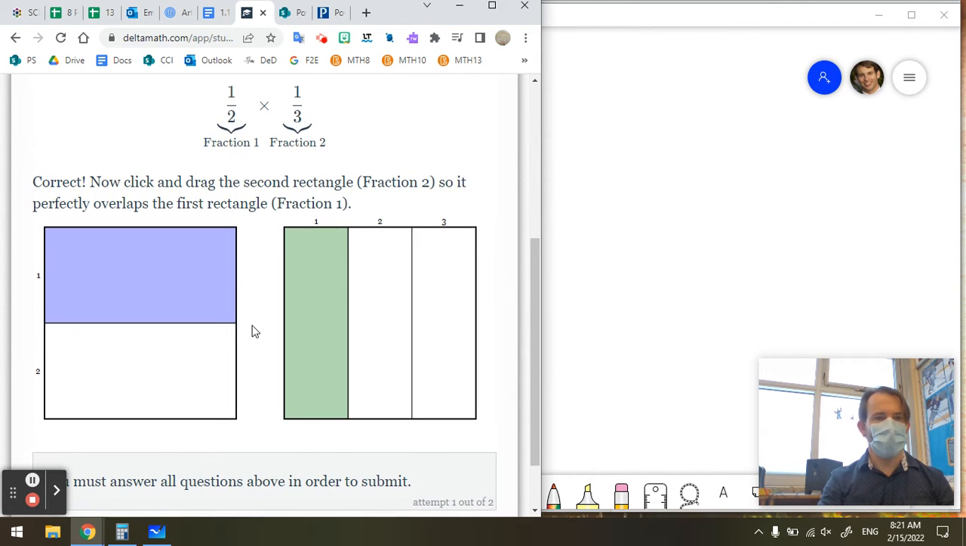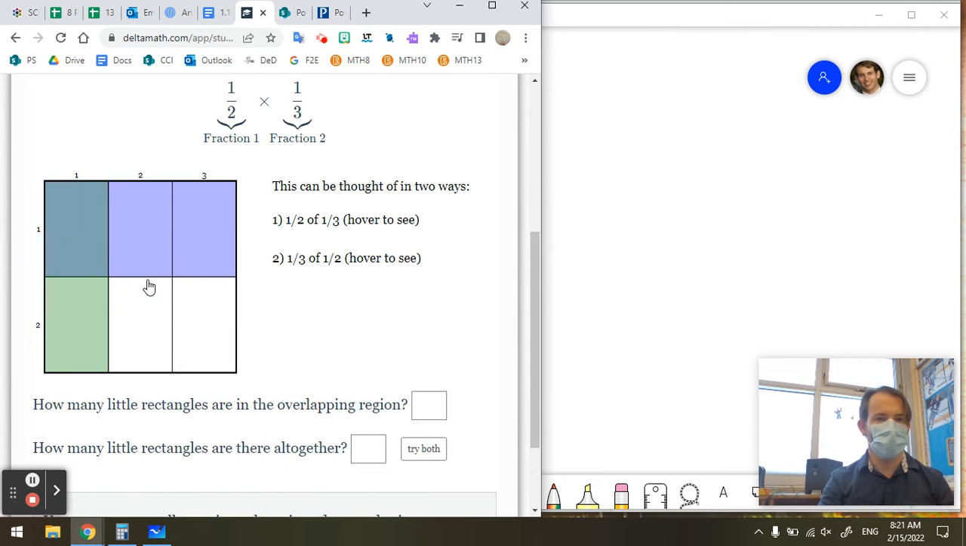And now, correct. Now click and drag the second rectangle so that it perfectly overlaps the first rectangle. And now I can think of this in a few ways. This is 1/2 of a third, or it's a third of 1/2. Okay. So here I can imagine this because multiplication goes both directions. So this is either a half of a third or a third of a half. Both are true. How many little rectangles are in the overlapping region? Well, there's only one little rectangle in the overlapping region. So that's 1. And how many little rectangles are there altogether? 6. 1, 2, 3, 4, 5, 6.